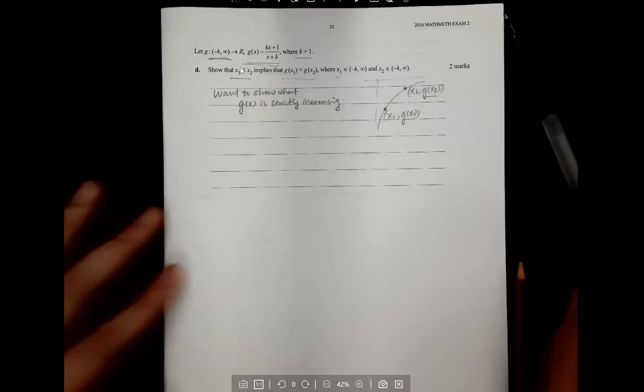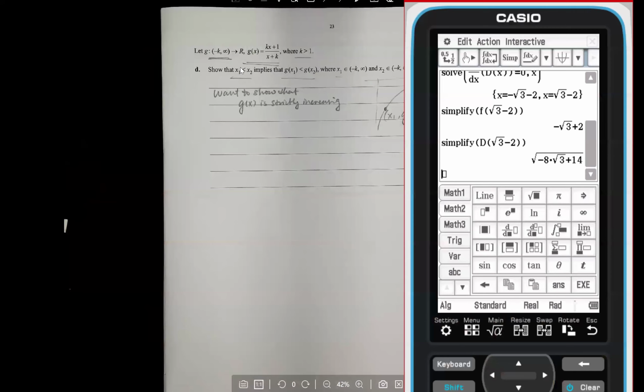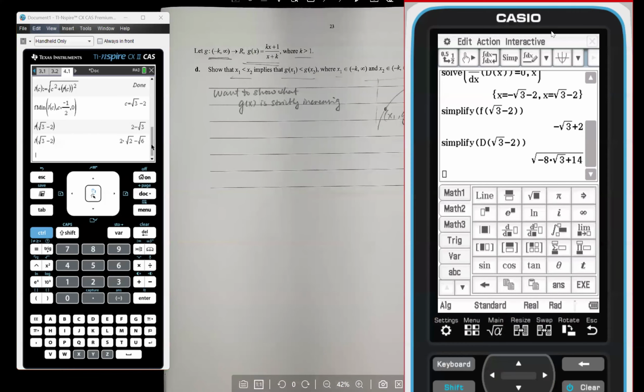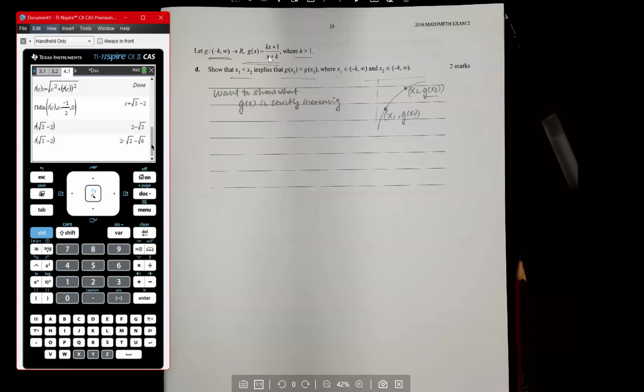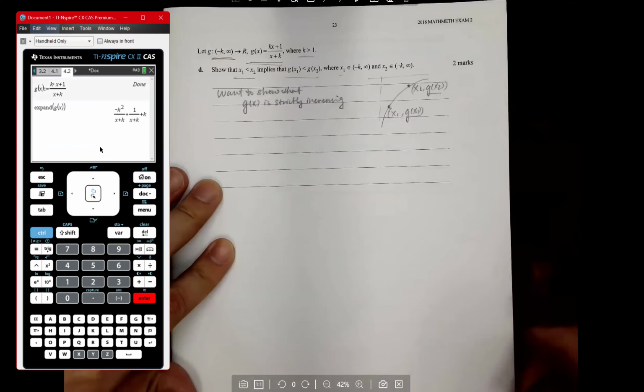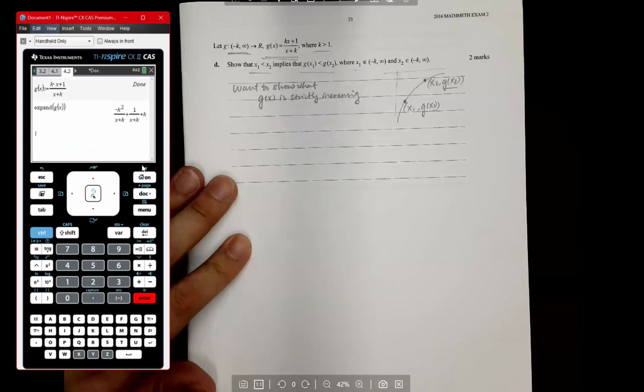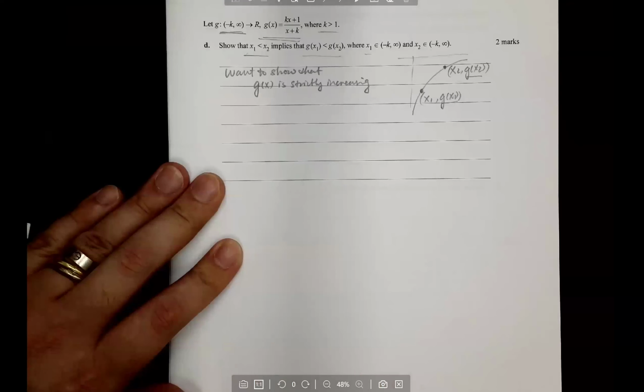You have multiple methods, but definitely you need to use a suitable algebraic approach, not just pick x equals 1, x equals 2, or some certain values. You have to argue from the x1, x2. Okay, so I'll define g of x as k times x plus 1 divided by x plus k, and use the expand button on g of x. So you actually see this is a valid form. I probably need to draw your attention to this one.